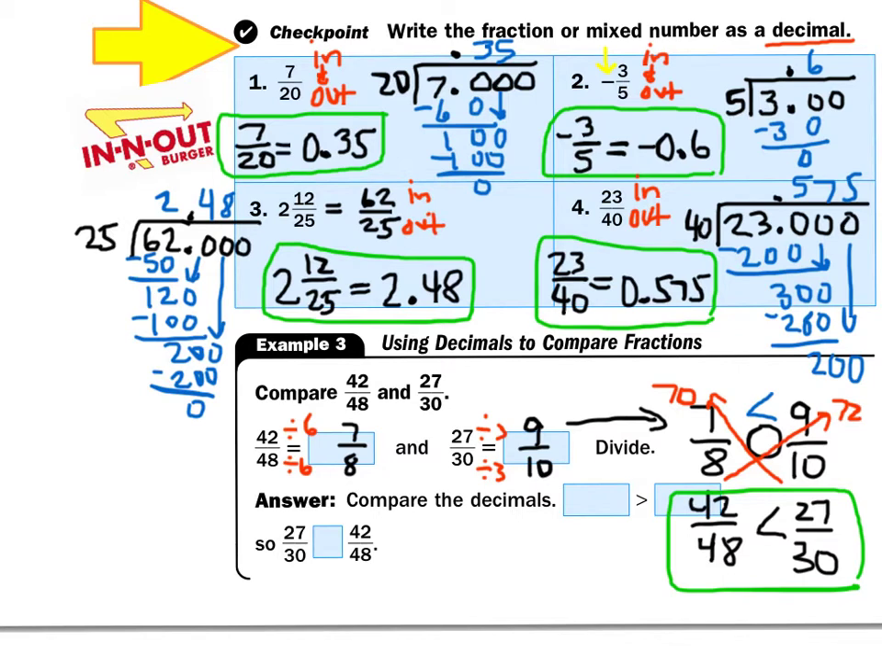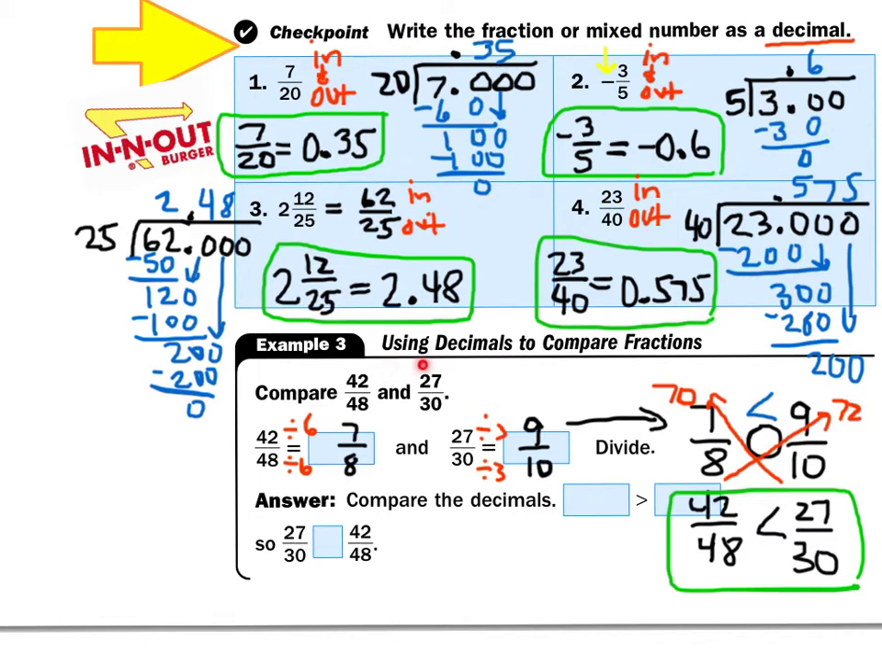Take a look at number 4, 23 over 40. Well, again, I used the in and out trick. So 23 on the inside, 40 on the outside. I put my decimal point and I added a few zeros. Bring that decimal straight up so you know where it goes in your answer, and then show your work. Do the division. I got 0.575. So again, it stops. So this is a terminating decimal. So 23 over 40 equals 0.575.